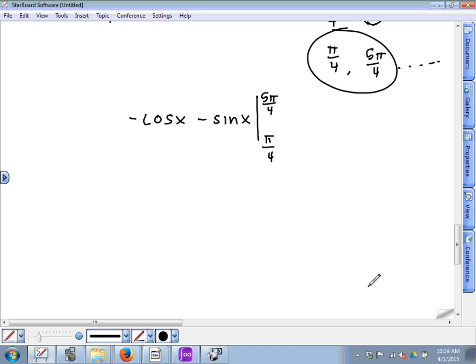It really does help to be familiar with parts of the unit circle. 5 pi fourths is midway in the third quadrant. X and Y both have the same value there. In the third quadrant, they're both negative, and it's negative root 2 over 2 for both sine and cosine. So the antiderivative at 5 pi fourths is negative root 2 over 2, but then it's negative.